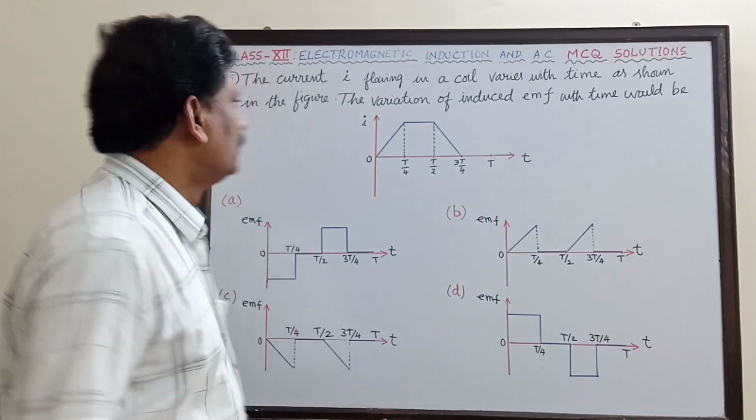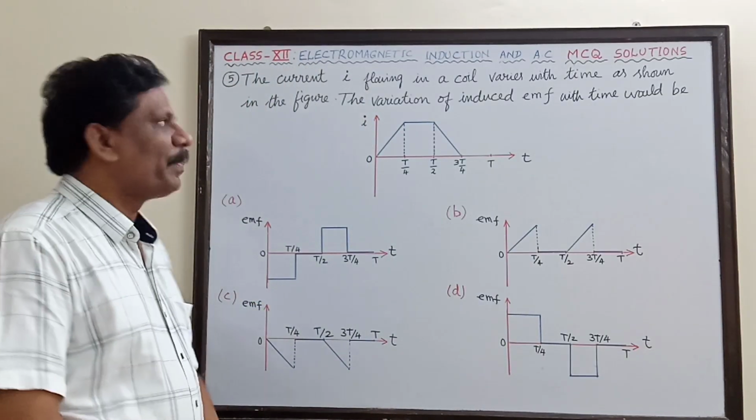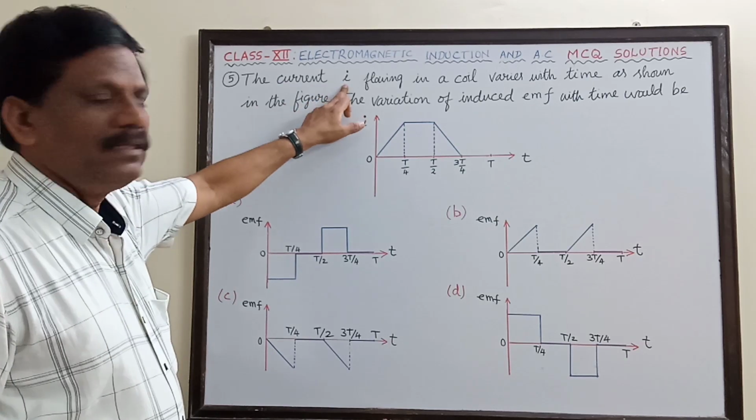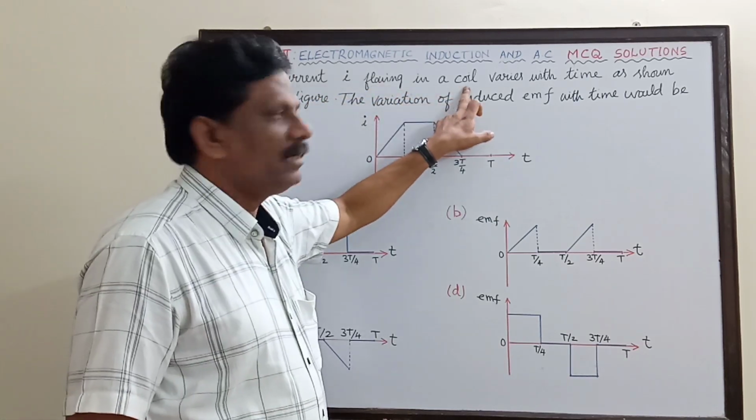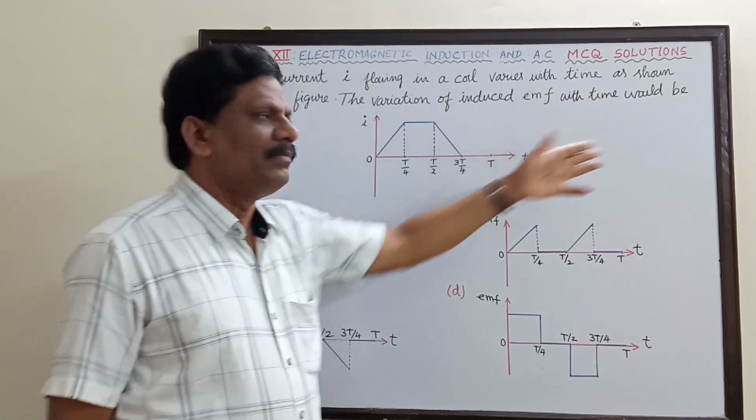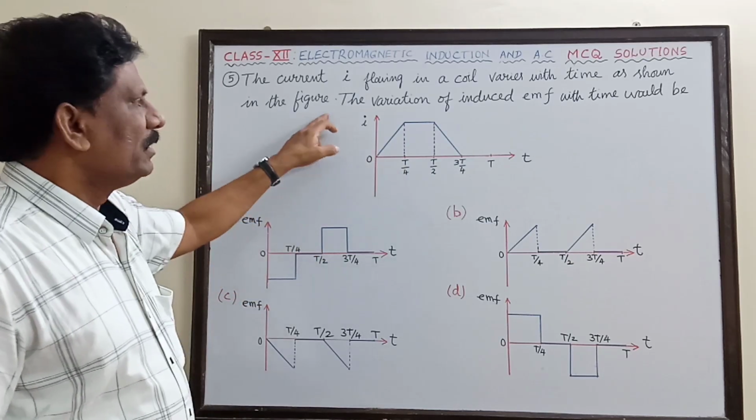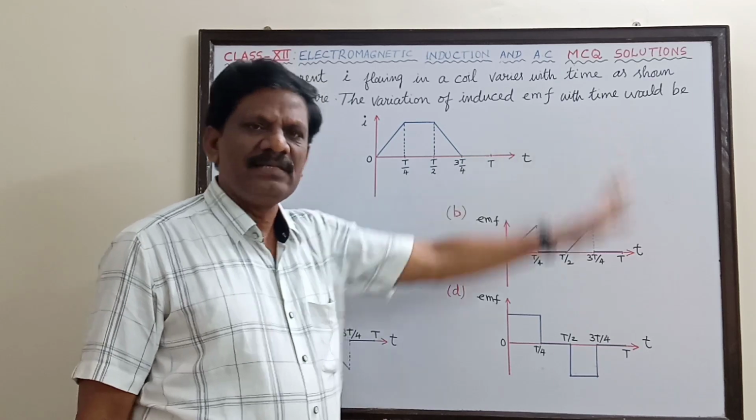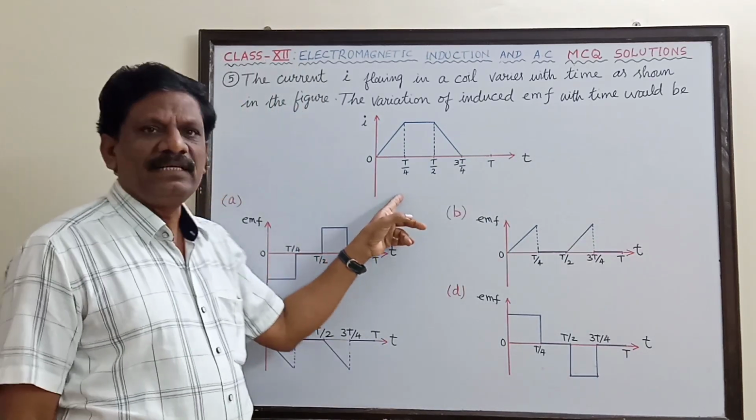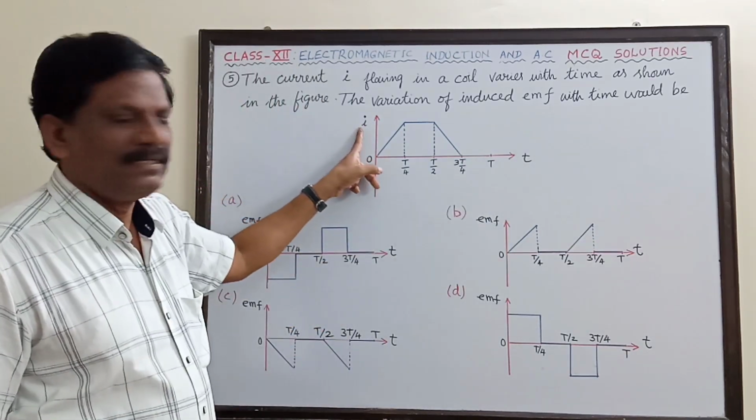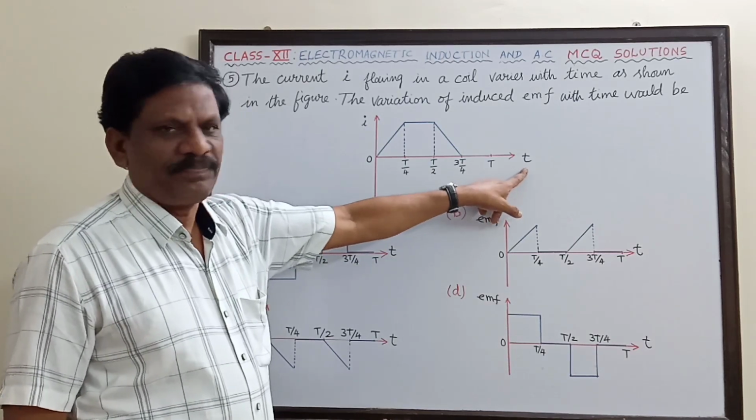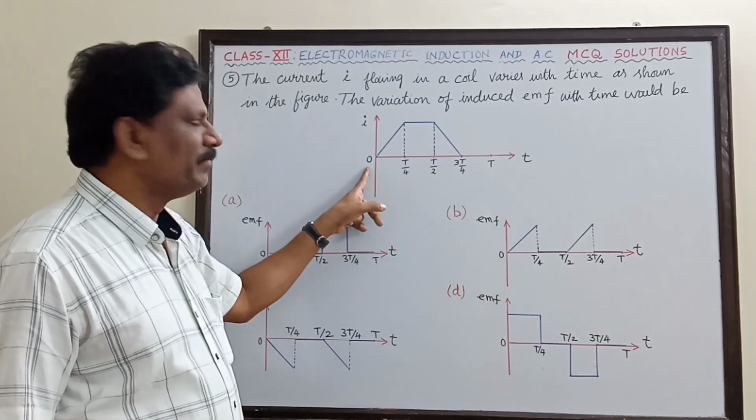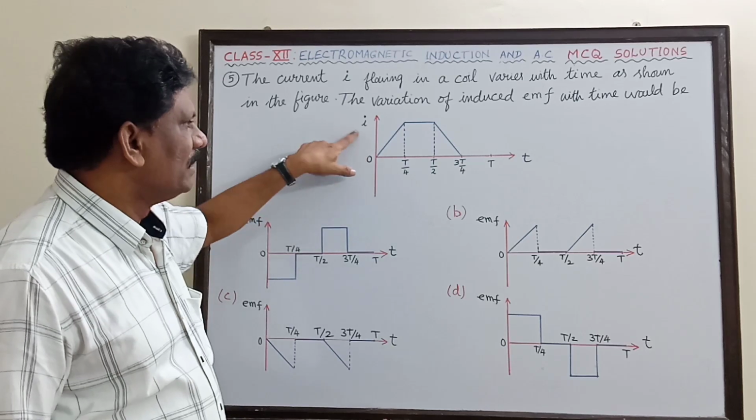Hi students, now MCQ number 5. The current I flowing in a coil varies with the time as shown below. The variation of the induced EMF with the time would be, that is, the graph indicates the instantaneous current with respect to time. So at various instants, at the time t equal to 0, current is 0.